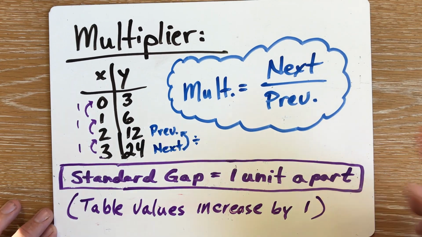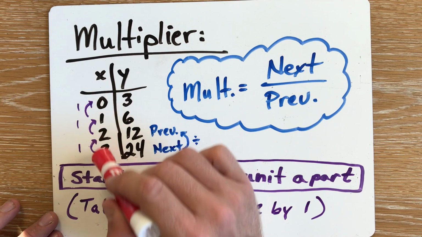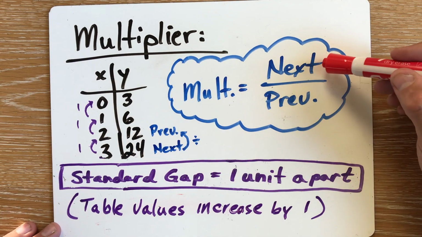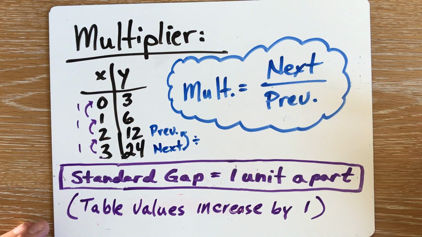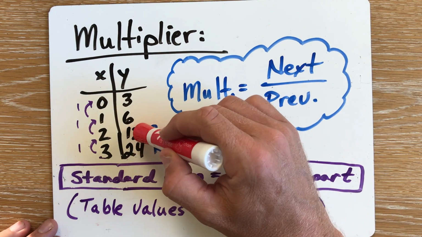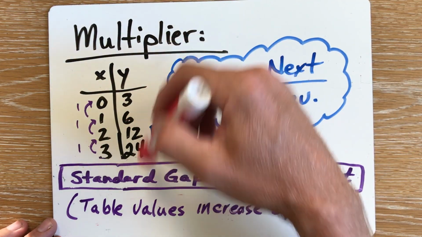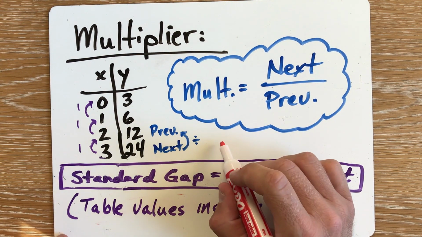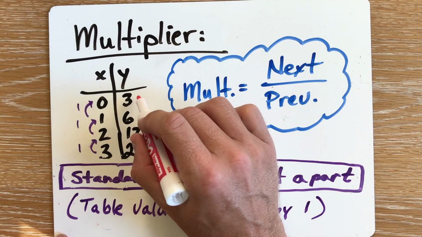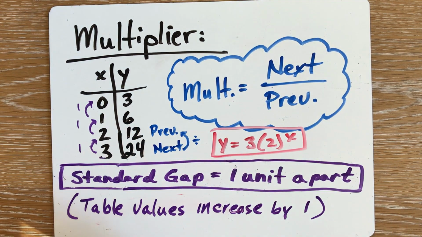So here's an example of a table that has both given to you, where you have the starting value, and then you have numbers that are going up by 1. I would call that a standard gap between the coordinates. When you have a standard gap, you can simply go next divided by previous. The next is the next number down, and the previous is the previous number in the table. So if you take 24 divided by 12, you get 2. If you take 12 divided by 6, the next and previous, you get 2. It doesn't matter where you go in the problem, but the answer is a multiplier of 2. So the equation would be y equals, starting with 3, times 2 to the x, and that's your equation.